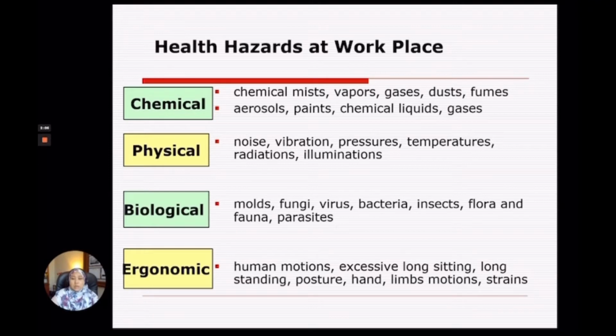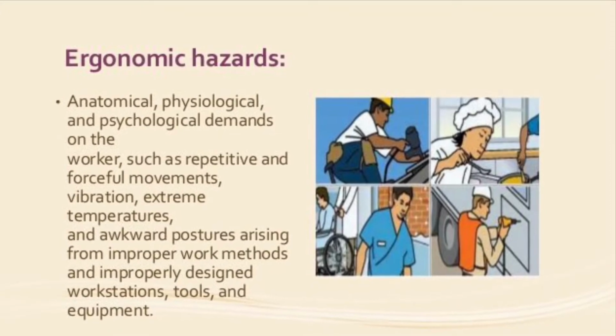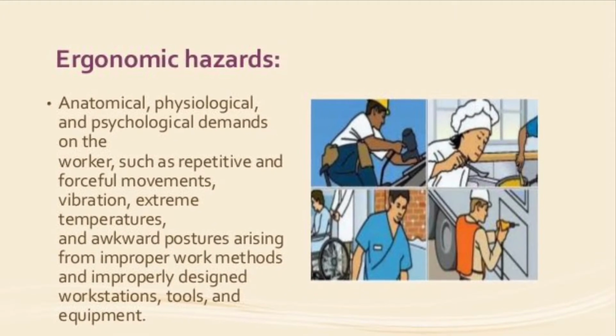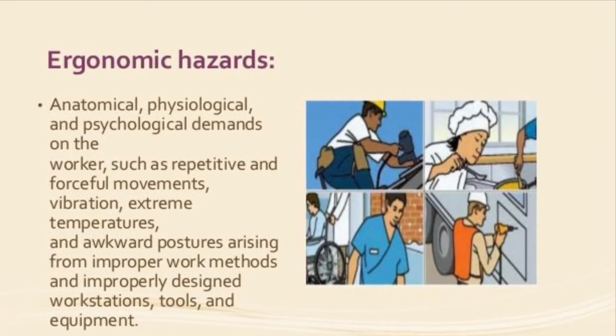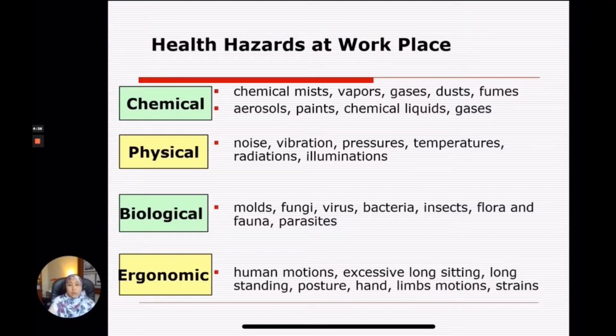The last type of health hazard is ergonomic. As I mentioned in our previous class, the definition of ergonomic is something related to our physical body and motion. So these are the examples of ergonomic. The first one is human motion.